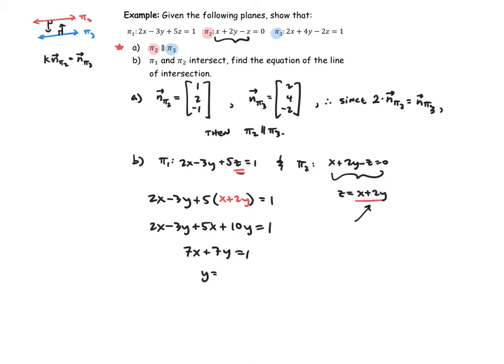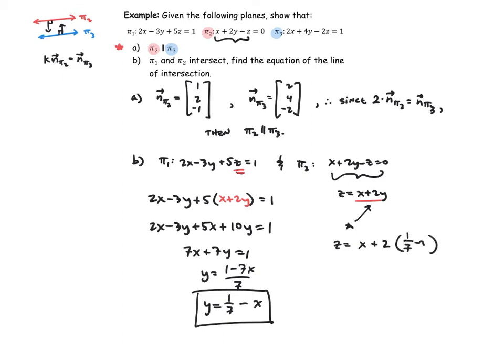So I would subtract 7x and divide by 7. So I would have y equals 1 minus 7x all over 7, which I'm going to write as y equals 1/7 minus x. Okay, so there's y. I'm going to plug that back in over here, like I had mentioned. So z is equal to x plus 2 times y. I'm going to take that expression, 1/7 minus x, plug it in, and solve. So z will end up equaling x plus 2/7 minus 2x. Therefore, z is equal to 2/7 minus x.